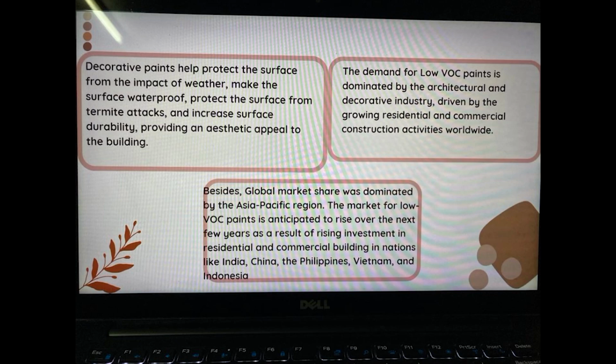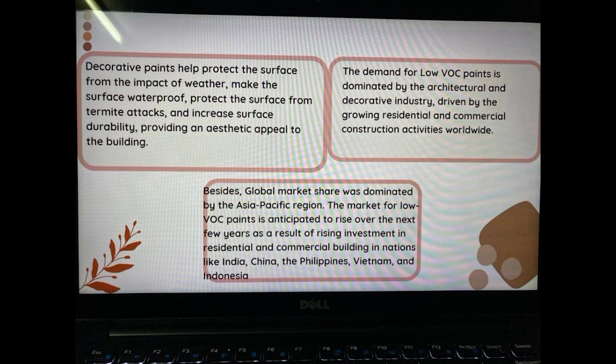Next, the demand for low VOC paint is dominated by the architectural and decorative industry. It's driven by the growth of residential and commercial construction activity worldwide. Besides, the global market share was dominated by the Asia Pacific region. The market for low VOC paint is anticipated to rise over the next few years as a result of rising investment in residential and also commercial building in nations like India, China, Philippines, Vietnam, and Indonesia.